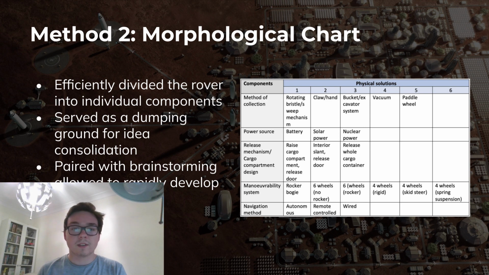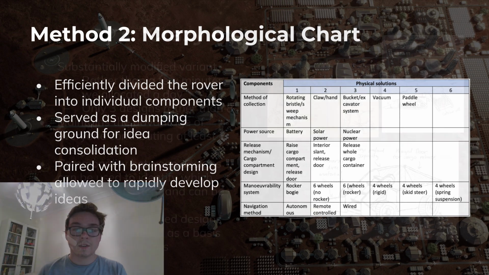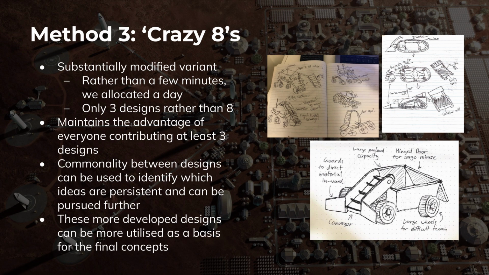The chart served as a design dump in which everyone was able to consolidate their ideas into a single table for each of the individual components of the rover. This, in combination with our version of brainstorming, would later assist in consolidating various design ideas and forming them into a few final concepts. The final technique utilized was a modification of the Crazy 8, where each member of the team would independently create and present at least 3 rover designs.